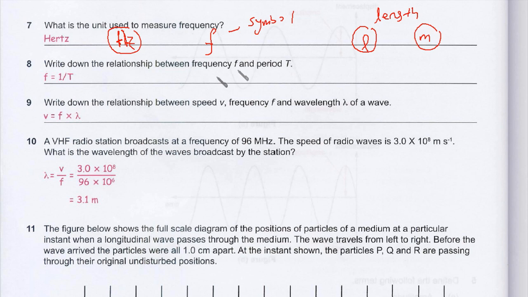Please get this right. For question 8, write down the relationship between frequency F and the period T. This is the formula that we have to recall. F is equal to 1 over T. Take note, for period, the symbol is a big T. What is the SI unit for period? It's seconds. The symbol is T. For frequency, the SI unit is hertz.